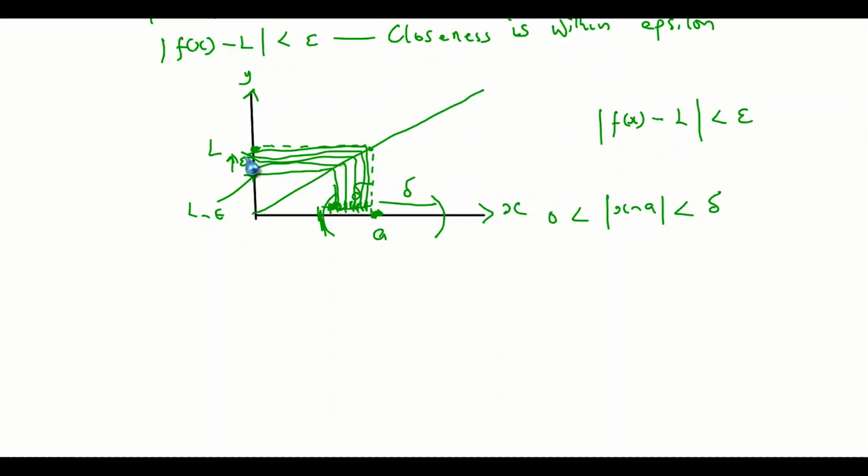So that is what we're saying. Tell me how close you want to be here, that is epsilon, then I will tell you how close you must be here. If I get the value of the delta here, automatically I must get the value of epsilon here. So it will tell me how close I need to be here. This is from the left hand side.